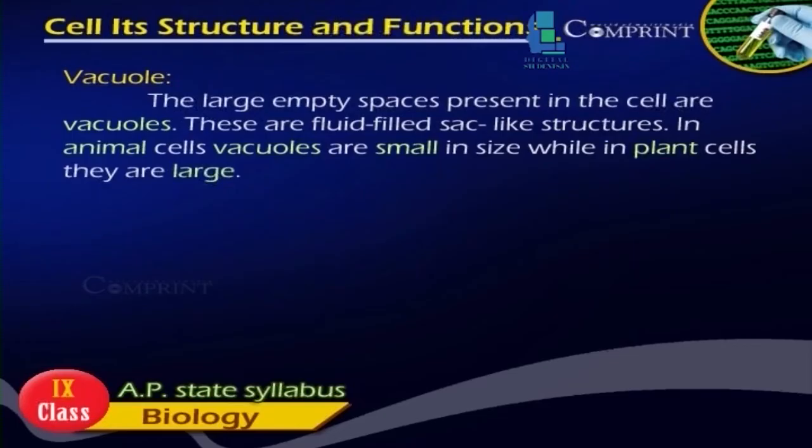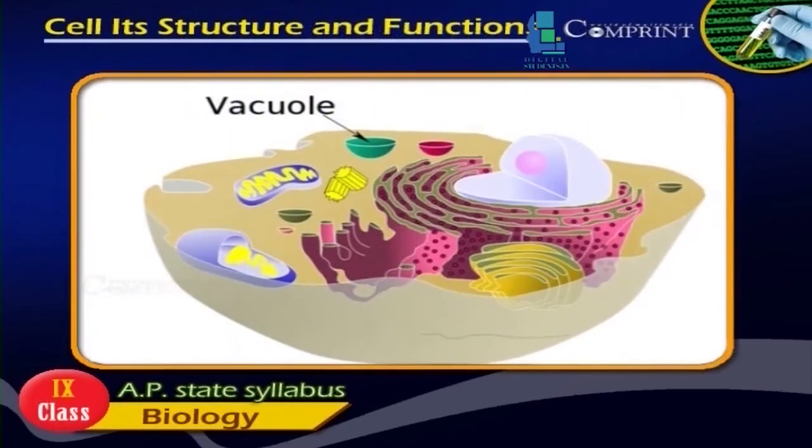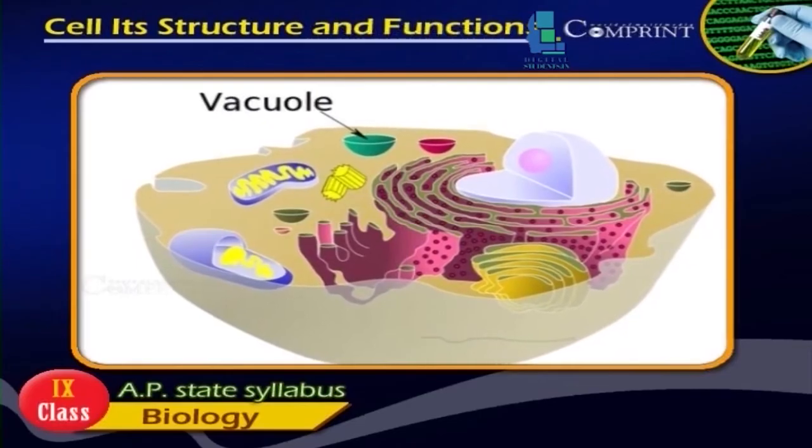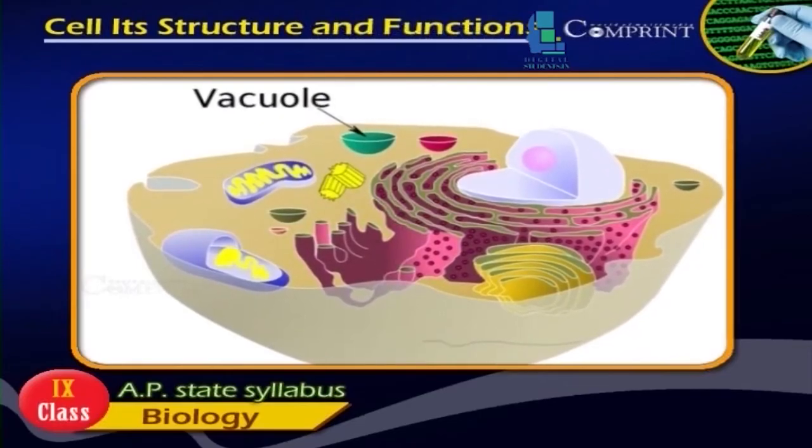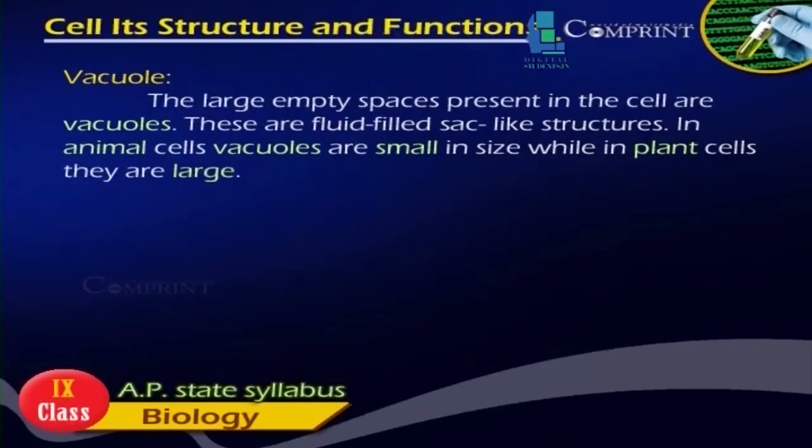Vacuole. The large empty spaces present in the cell are vacuoles. These are fluid-filled sac-like structures. In animal cells, vacuoles are small in size, while in plant cells they are large.